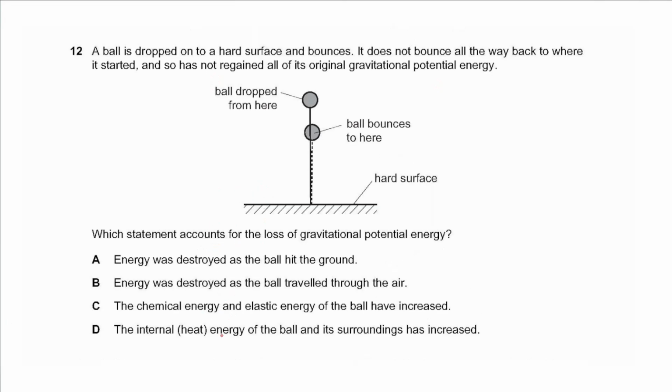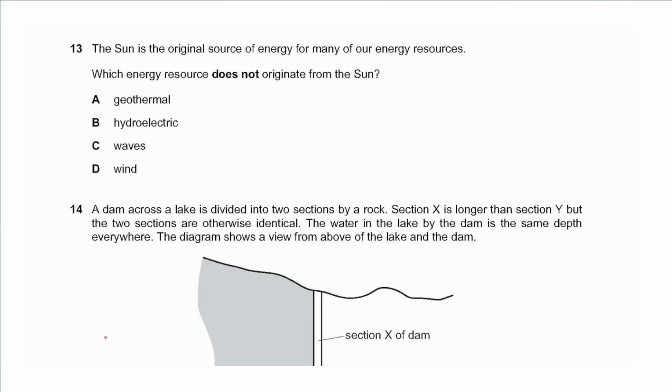Question 12 says a ball is dropped onto a hard surface and bounces. It does not bounce all the way back to where it started and so has not regained all of its original gravitational potential energy. Which statement accounts for the loss of gravitational potential energy? Energy was destroyed. No, energy cannot be destroyed. The chemical energy and elastic energy of the ball have increased. Chemical, no. Internal energy of the ball and its surroundings has increased. Yes, some energy was lost as heat due to the bounce or due to the impact with the ground, so we choose D.